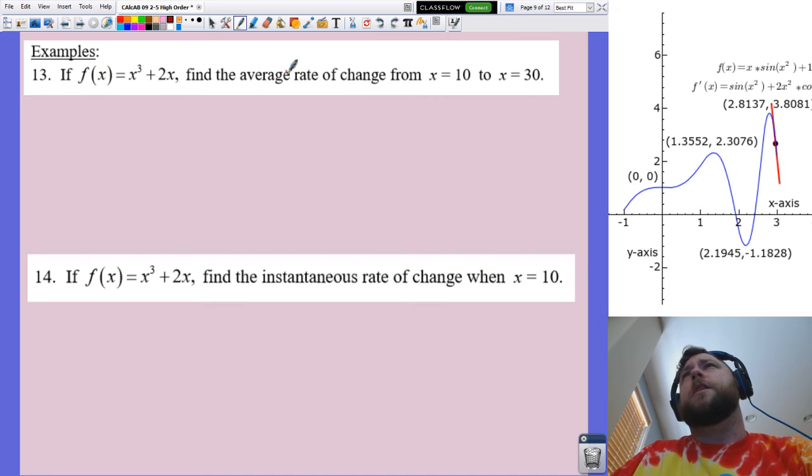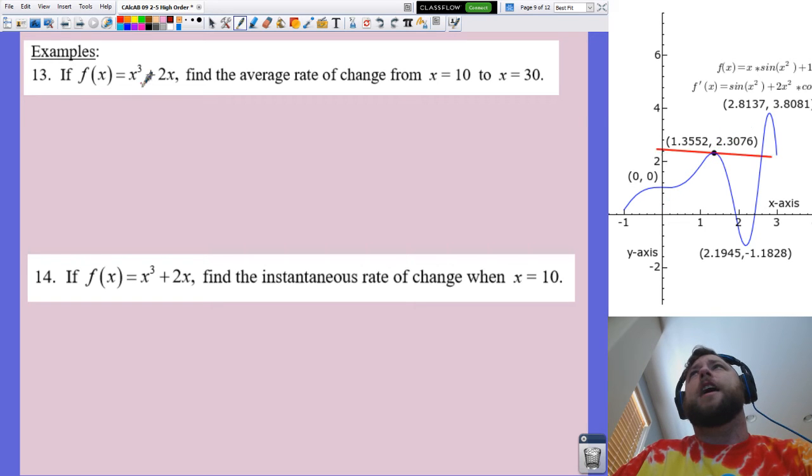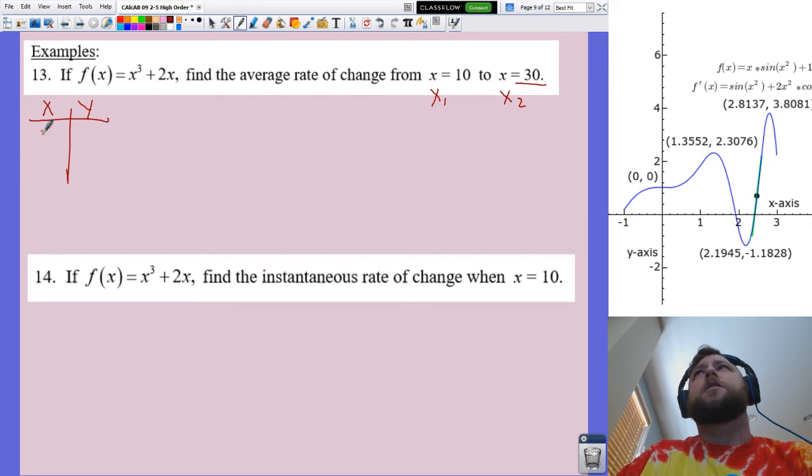If I had this equation, find the average rate of change from 10 to 30. So I have to find my 2 points. These are your x1 and x2, but I need to have corresponding y values. I like making an xy chart for that kind of stuff. So x is 10, x is 30. If you plug 10 into your function, f of 10, you're going to get 10 cubed plus 2 times 10. So that's going to be 1,000 plus 20, so 1,020.